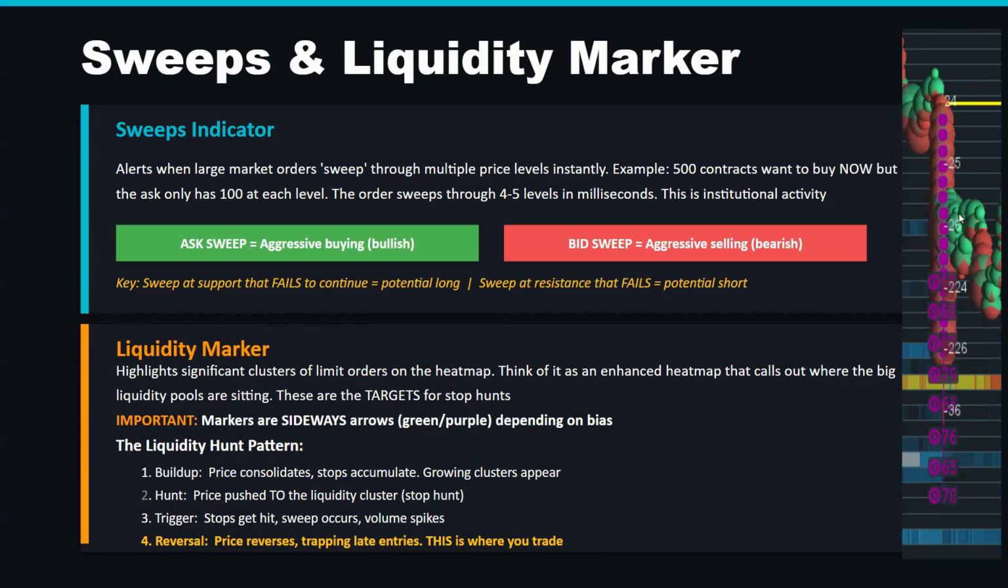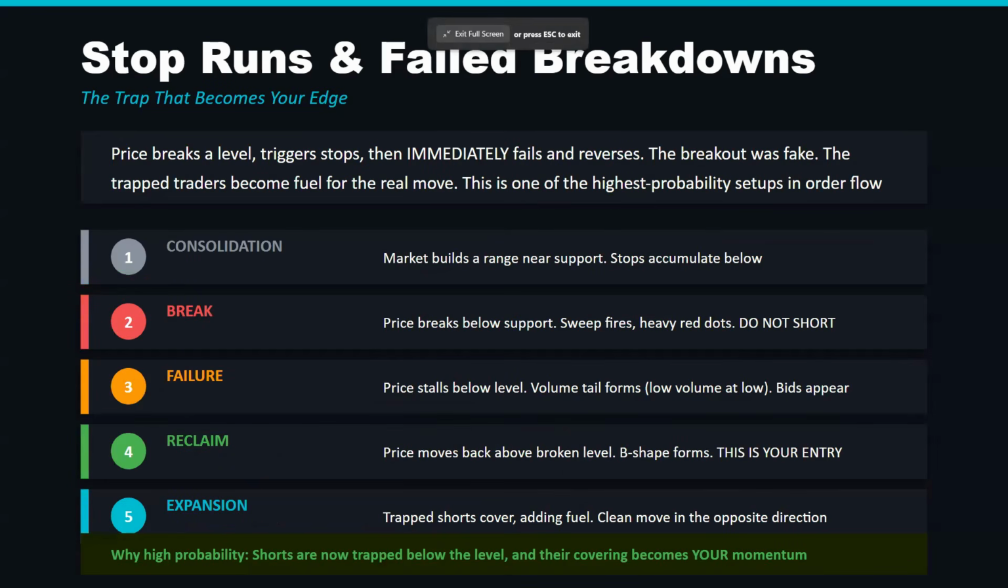Stuff like this happens a lot, and it's kind of hard to see. I mean, you can definitely see it on price action on candlesticks for sure, but it's much easier and more visualized to see it on Bookmap. Another thing about stop runs and failed breakdowns, truthfully, this is probably one of my highest probability setups when it comes to order flow. People get stopped out a lot. They get stop hunted a lot. But once you actually identify the pattern, you can reduce getting faked out and you can start capitalizing on stuff like this. So I consider probably 5 stages, right?